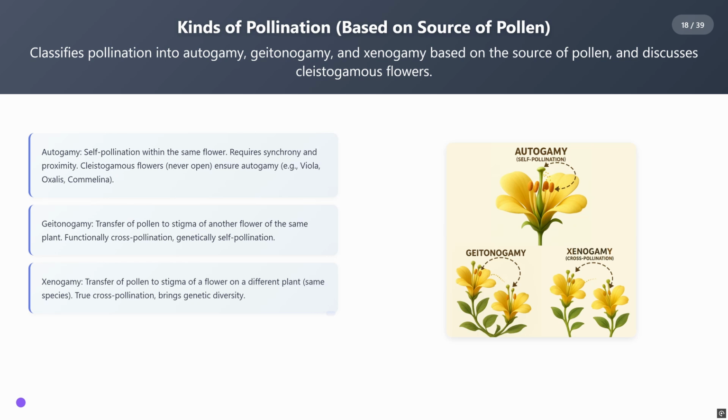Okay. And the third type is xenogamy. Yes, xenogamy is the transfer of pollen grains from the anther of a flower on one plant to the stigma of a flower on a completely different plant, but of the same species. Different plant altogether. Exactly. This is what we consider true cross-pollination. It's the only type that brings genetically different pollen grains to the stigma, which is crucial for promoting genetic variation within the population. Right. This is where we get the real benefits of mixing genes.